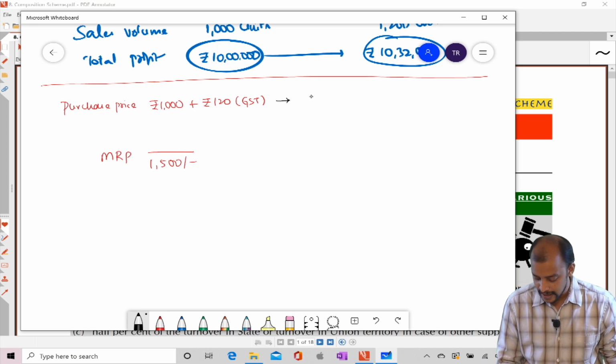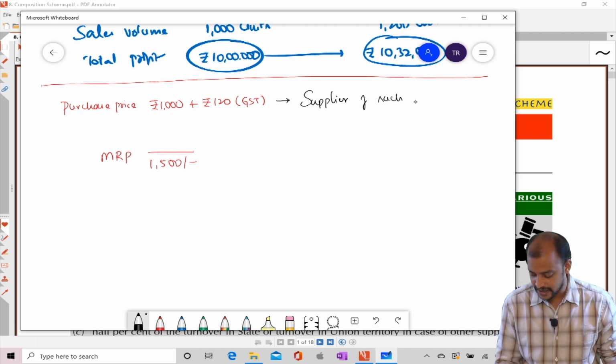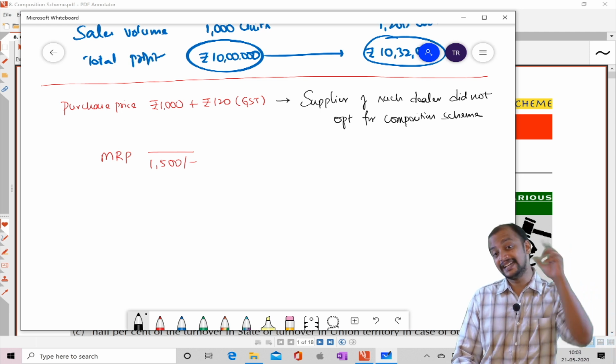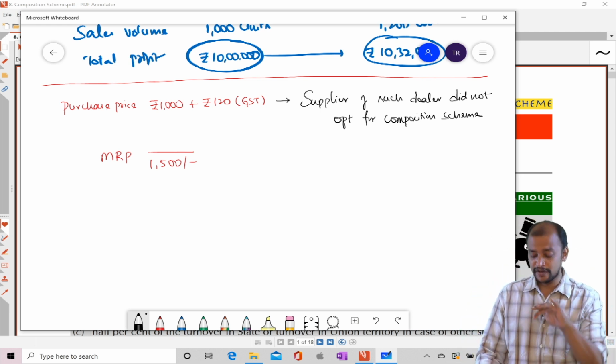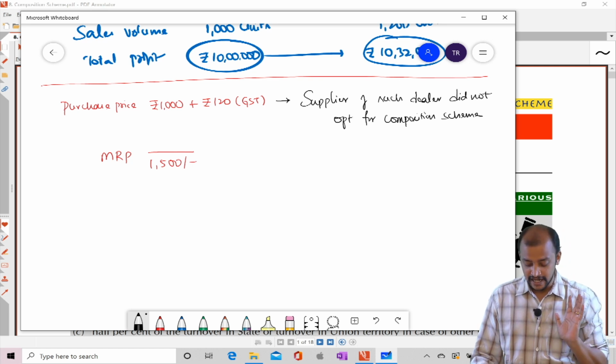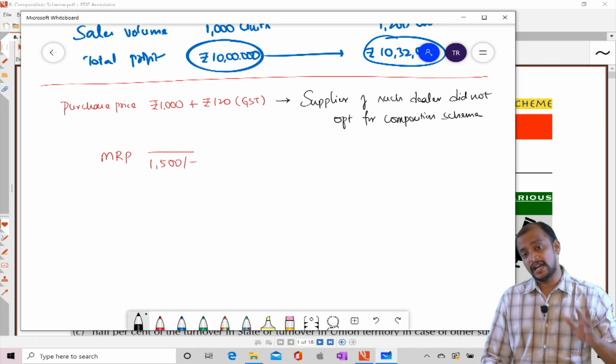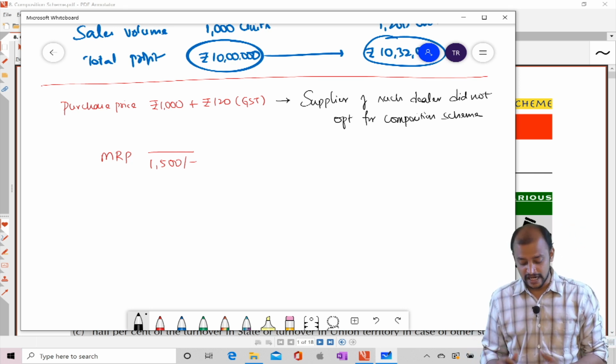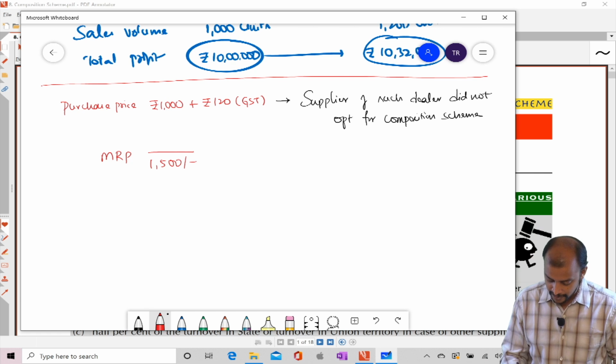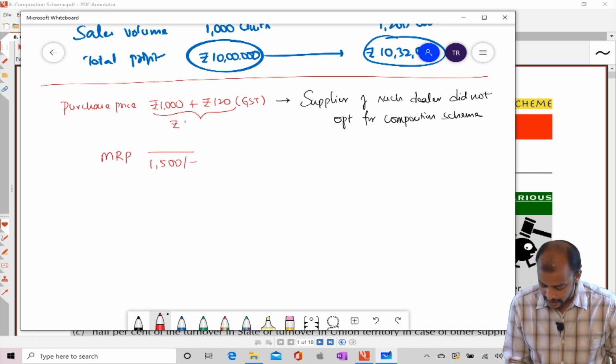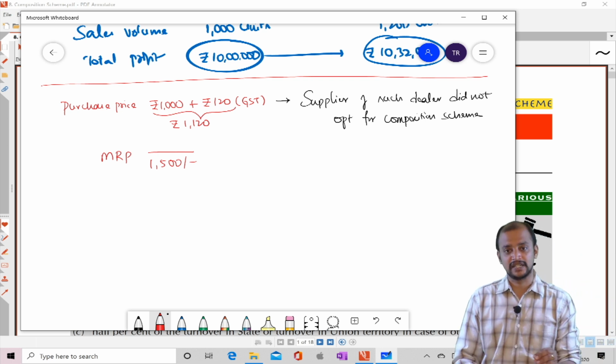Because the supplier of such a dealer did not opt for composition scheme, then ITC is not available, GST is payable, and that cannot be taken as ITC. So this is your purchase price. So what will be the purchase price? That is 1120 is the purchase price.